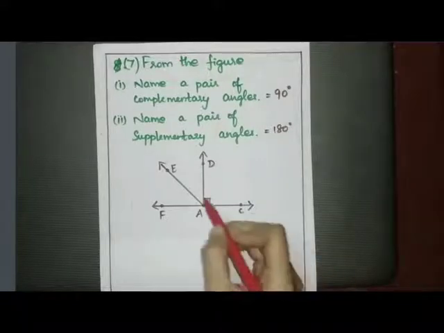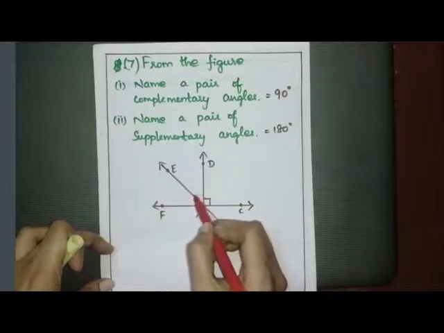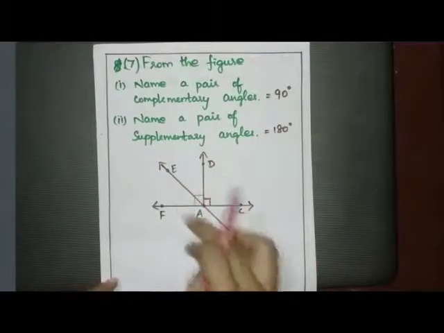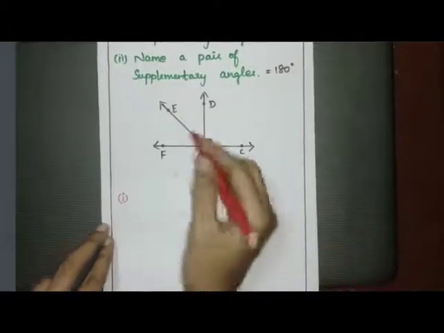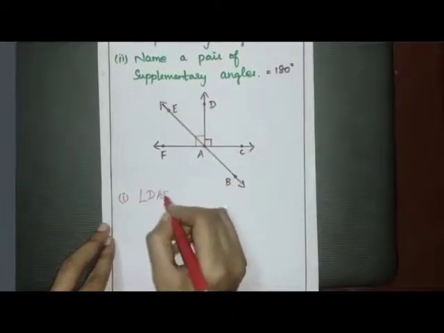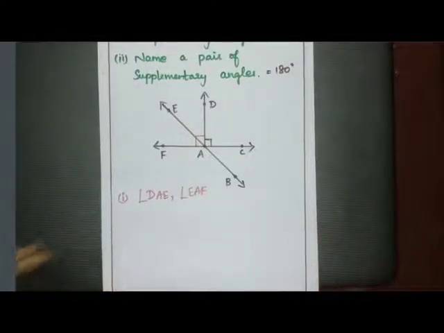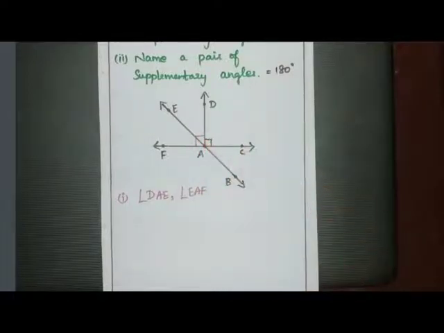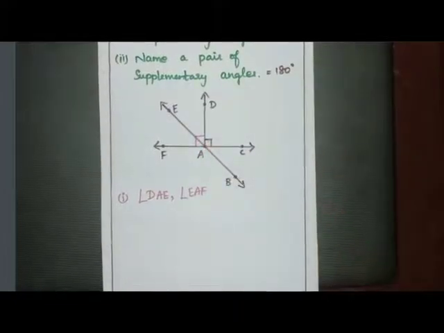Here angle DAE and EAF are added up to 90 degrees. So these two angles are complementary to each other. So write the angle name. First one, angle DAE and angle EAF. These two angles are complementary to each other. Complementary means 90 degrees. When we add these two angles, we get 90 degrees.